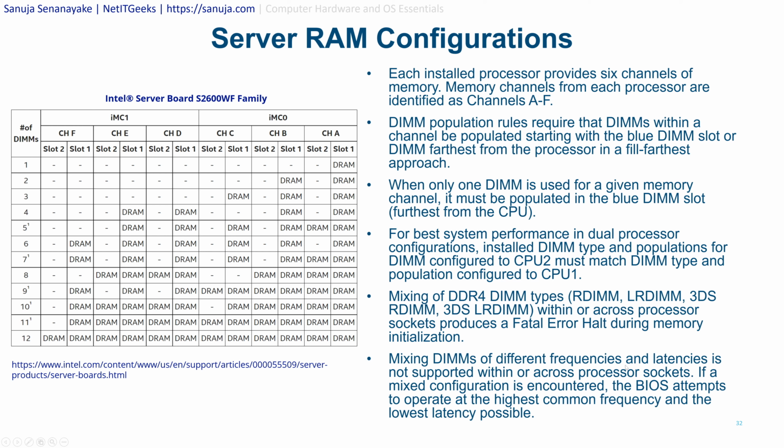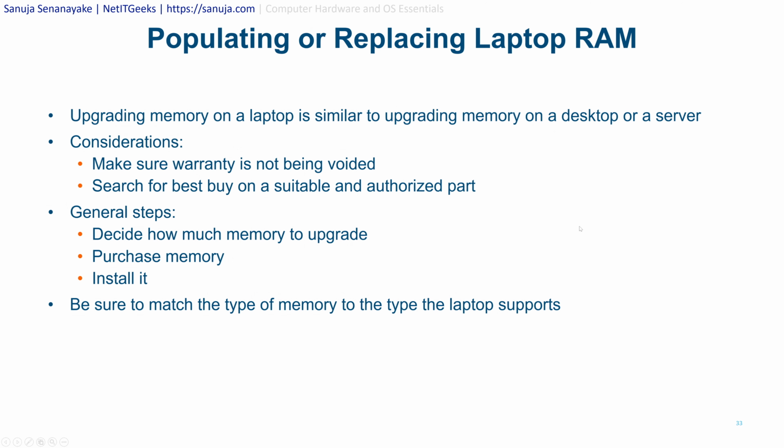Mixing DIMMs of different frequencies and latencies is not supported within or across processor sockets. If a mixed configuration is encountered, the BIOS attempts to operate at the highest common frequency and the lowest latency possible. So in this Intel Server 2600 family, if you mix them up, the BIOS is going to attempt to operate at the highest common frequency and the lowest latency possible. It is not recommended, but there may be situations where you're using whatever RAM is available in your company, and you may have to do that due to inventory limitations. So that is something to take into consideration.